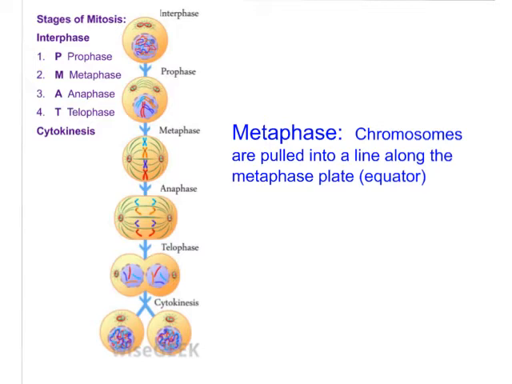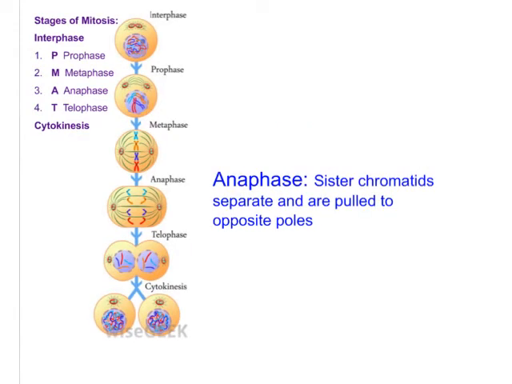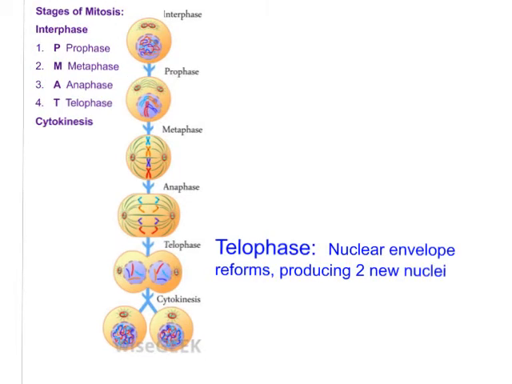So the lining up of the chromosomes along the metaphase plate or the equator is what happens in metaphase. The next step is anaphase. And during anaphase, the sister chromatids are pulled apart. They separate, and the spindle fibers that they are attached to begin to shrink back toward the poles, and the two sister chromatids actually separate and begin to pull apart.